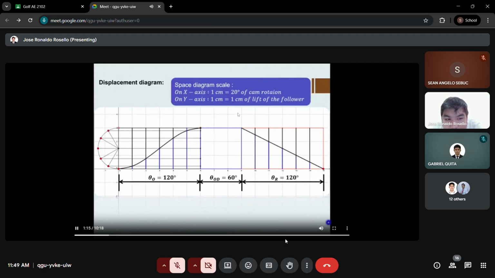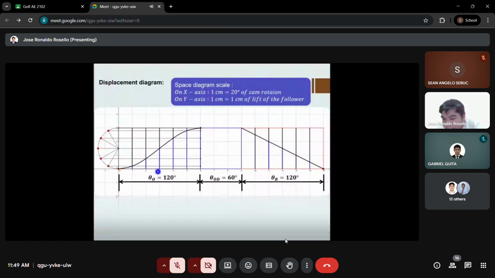Here we have taken the space diagram scale. So on x-axis 1 centimeter is 20 degree of the cam rotation. So you can see over here the outstroke, as we have seen, it is 120. So 120 divided by this 20, so it is 6 centimeter. So this particular length will be of 6 centimeter, and we have divided that into, suppose say, 6 equal part. Then the next is outstroke dwell, that is 60 degrees. So 60 again divided by this 20, that is the 3 centimeter. So this length will be for 3 centimeter, as you can see here.